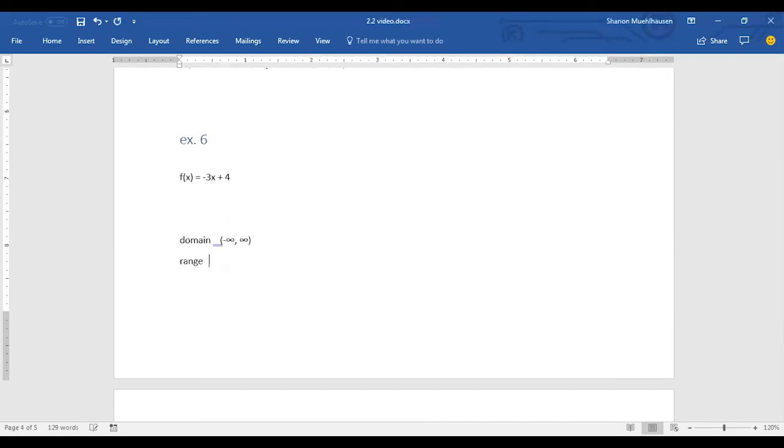So what values will we get out the other side? Where does a line go as far as up and down? Hopefully, again, you see that we could get anything. Our range is negative infinity to infinity.